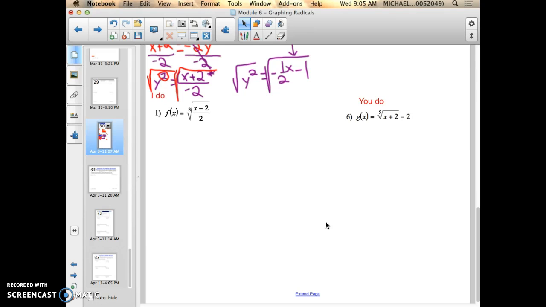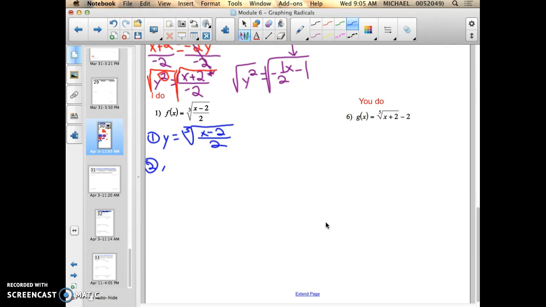So for the I do of this one, same first step, I'm going to switch out f of x with y. And it's the cube root of (x minus 2) divided by 2. Now I switch the locations of the y and x. So now I have x equals the cube root of (y minus 2) divided by 2. And then the third step, I start solving for y.